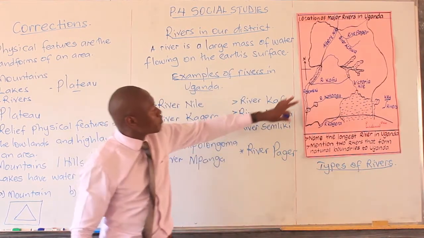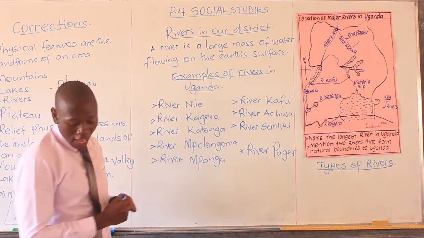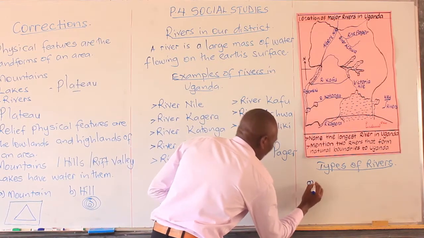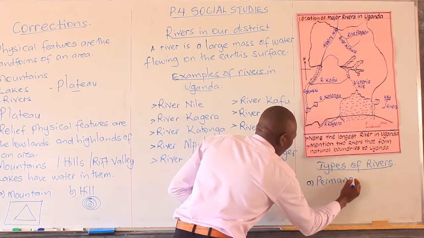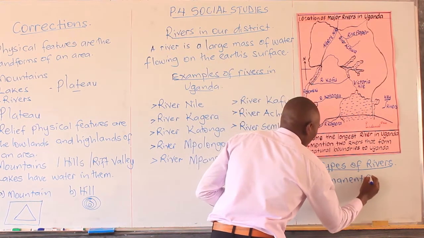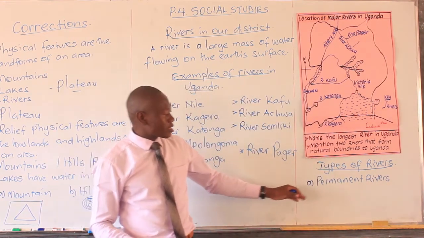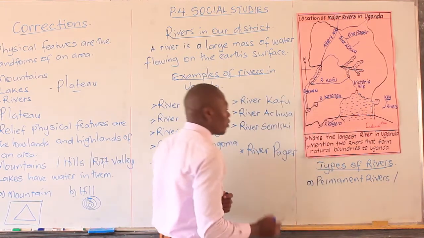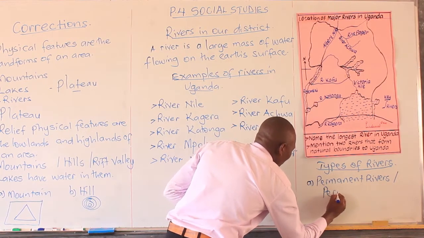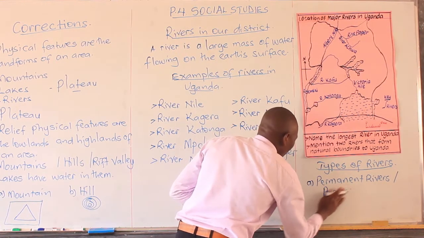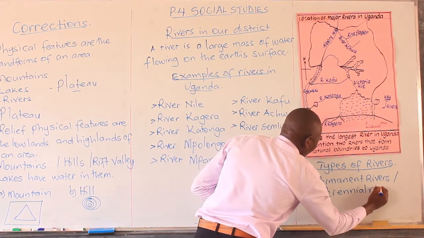Types of rivers. Most of these rivers that you talked about are divided into types. The first type here is what we term as permanent rivers. Sometimes you find that they are called perennial rivers.